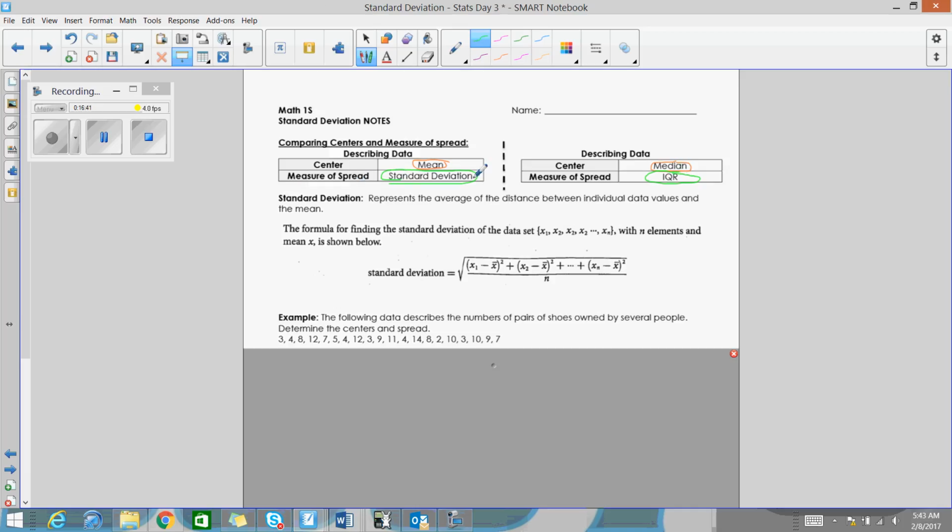So here we go. On your yellow sheet, you have standard deviation. It represents the average distance between individual data points and the mean. You add it and subtract it from your mean and it tells you basically where the meat of your data will lie. Now, this is a formula for how to figure it out. Guess what? You're not doing it by hand, so don't worry about that.